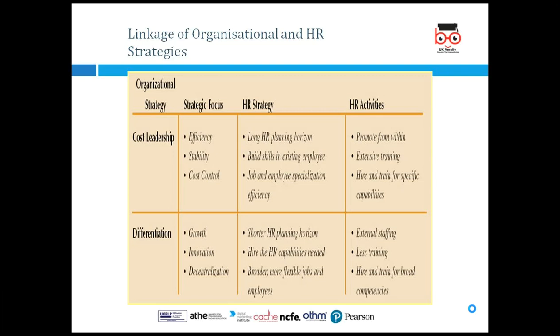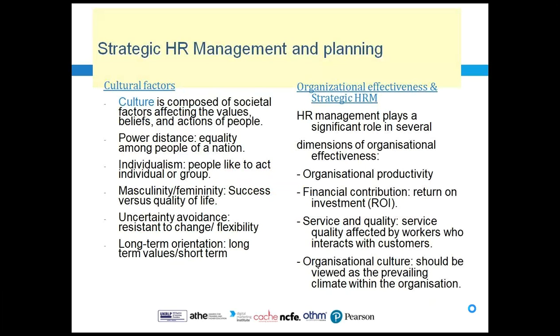Differentiation, growth, innovation, and decentralization can be the strategic focus. We can look at HR strategy: shorter HR planning, Kaizen, higher HR capability needed, and broader, more flexible jobs. This implies external staffing, less training, hire and train for broad competencies, which we discussed in the previous lesson, or capabilities and competencies. So those are the HR activities we need to link.